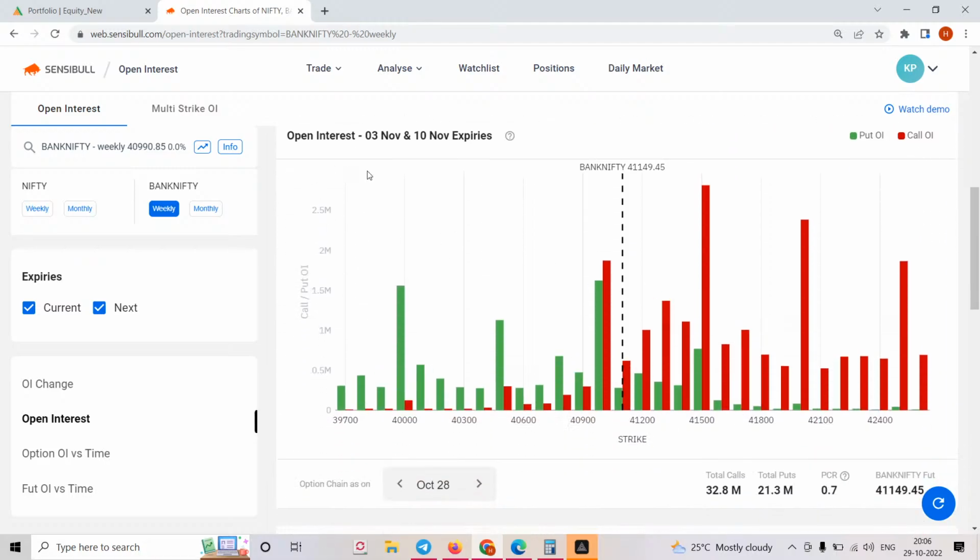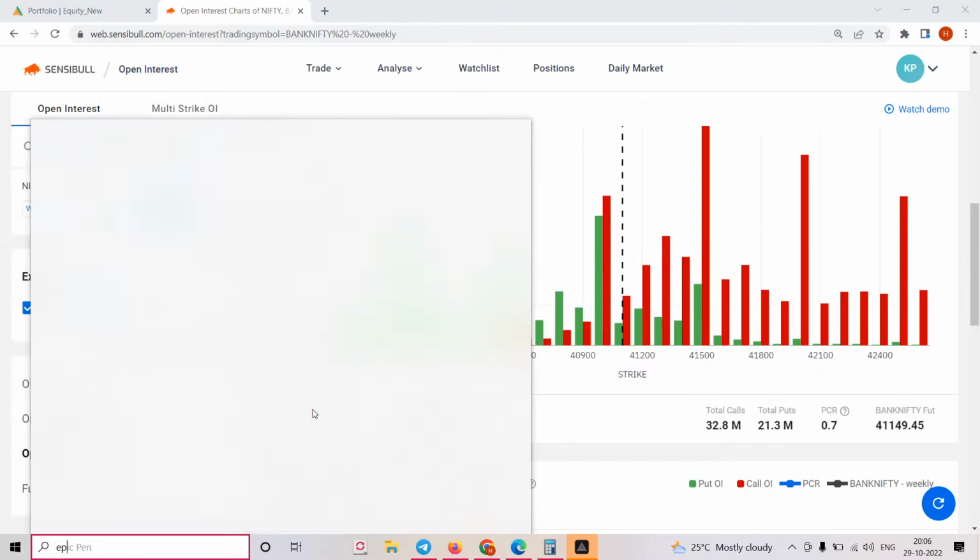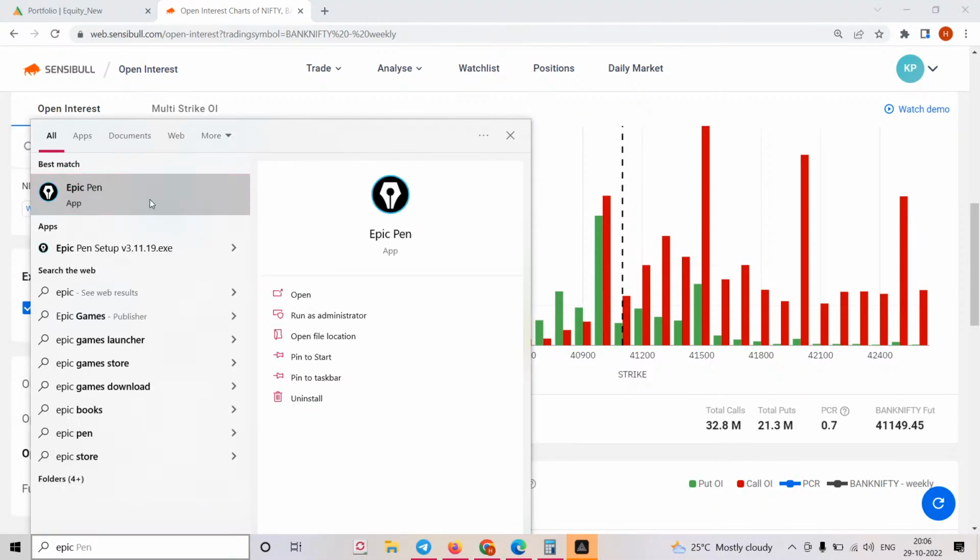When we check the historical, this is very important for Monday's opening. If you look at this, there is not a huge difference, but we still see some difference: 32.8 million total call build-up versus 21.3. So I would say sideways to mild bearish. Bank Nifty is sideways to mild bearish. Simple, right? Not rocket science. This is on the open interest.